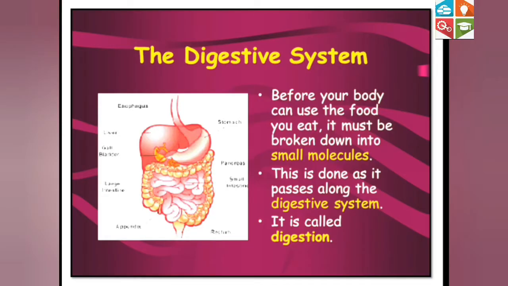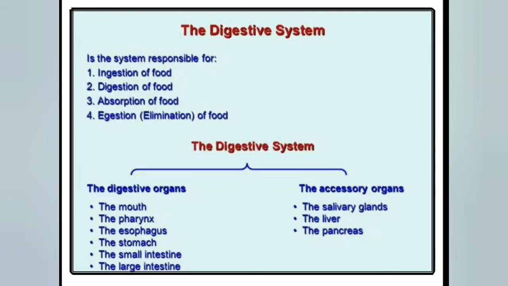Okay, so what does the digestive system do? The digestive system helps us to break the food. The food which you intake is in large molecules, so the food you eat must be broken into small molecules. This is done by passing through this system called the digestive system, and the process is called digestion. The digestive system is responsible for the following processes.